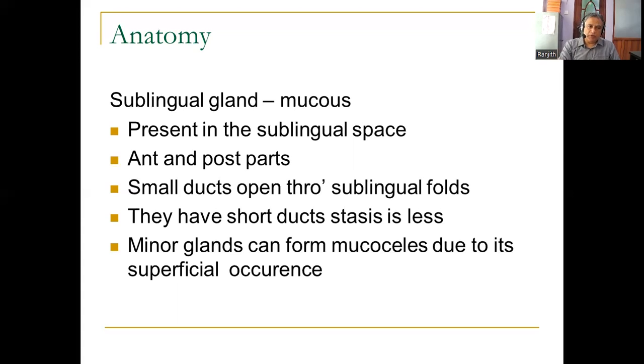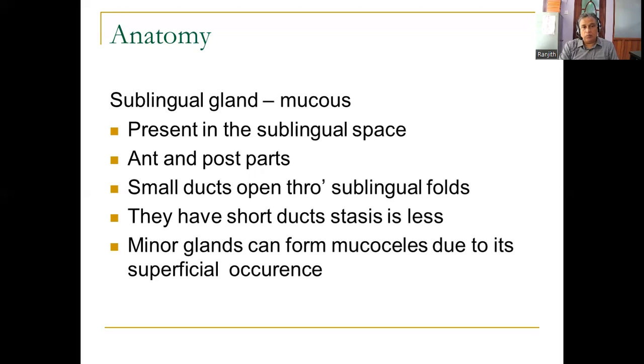The minor glands can form mucoceles due to their superficial occurrence. So we just talked about the major glands, and the minor glands are small glands which are spread all over the oral cavity, except the vermilion. We don't find any salivary opening into the vermilion, and that is the reason why the vermilion part of the lip is very dry. It's always dry.